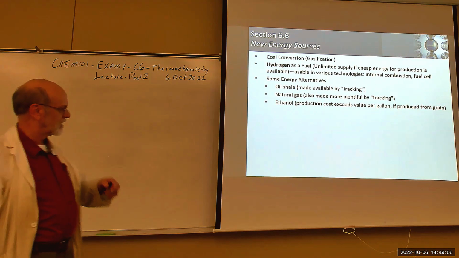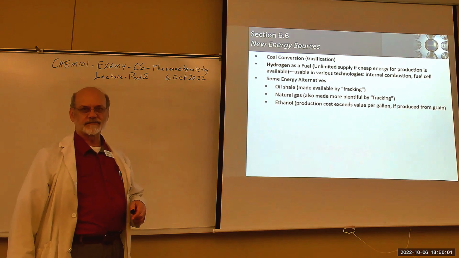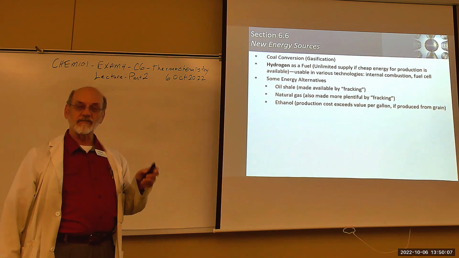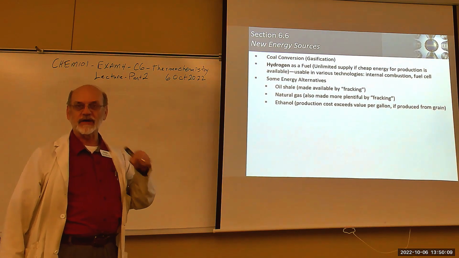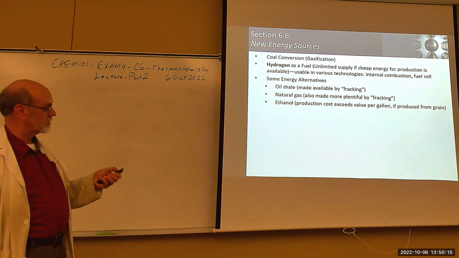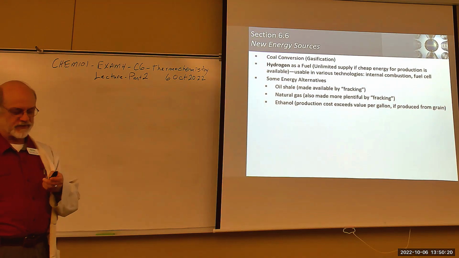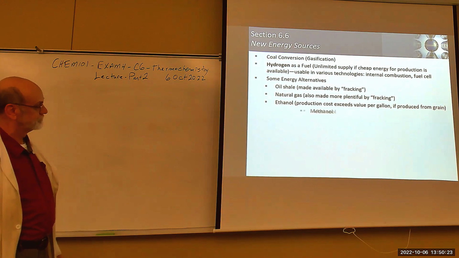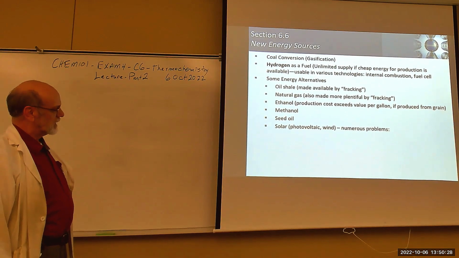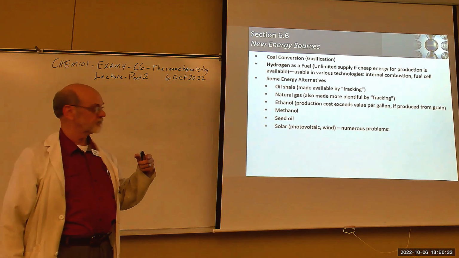Ethanol. I remember ethanol was touted to be the salvation for our energy needs. Ethanol from corn or any kind of grain takes more energy to make a gallon of ethanol than it does to burn it. So it's a net energy loss. That industry, the ethanol production industry, would go out of business overnight if it were not for government subsidies. Methanol is another possibility, seed oils, solar. That includes both photovoltaics and wind.